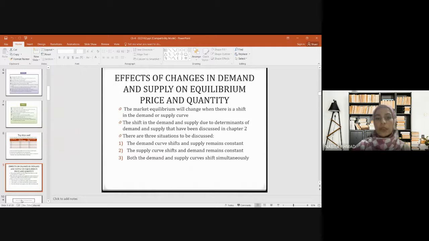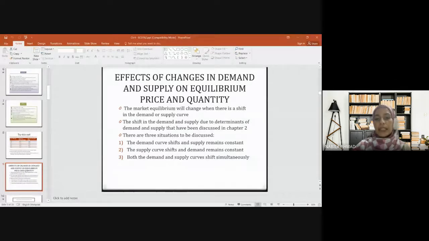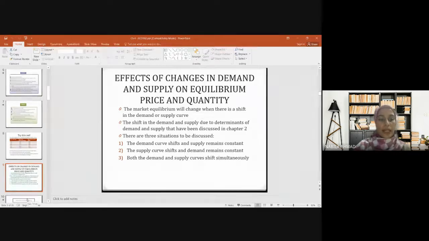Alright. So situasi ini yang kita katakan yang all of you perlu ingat semula apa yang kita telah belajar dalam chapter 2. All the determinants of demand and supply will be applied here. Alright. So here we have three situations. The first one, kalau demand curve shift tapi supply remain constant. Yang kedua, the supply curve shift and demand constant. Number three, both the demand and supply curve shift simultaneously. Right? So let's we look at one by one.